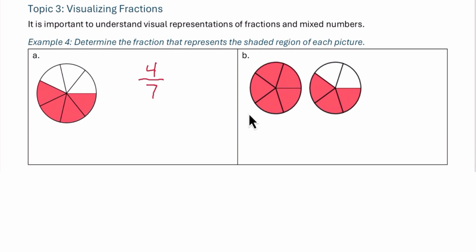In part B, we have what will become a mixed number because we have a whole circle and then part of a circle. So this first one is a whole circle. We can think of that as 1. And the second part is part of a circle. We have 3 shaded regions, so the numerator is 3, and the denominator is the total number of parts. It looks like there are 5 total parts in that circle, so we have 3/5. The mixed number, 1 and 3/5. We have 1 whole and then 3/5 of the second circle.